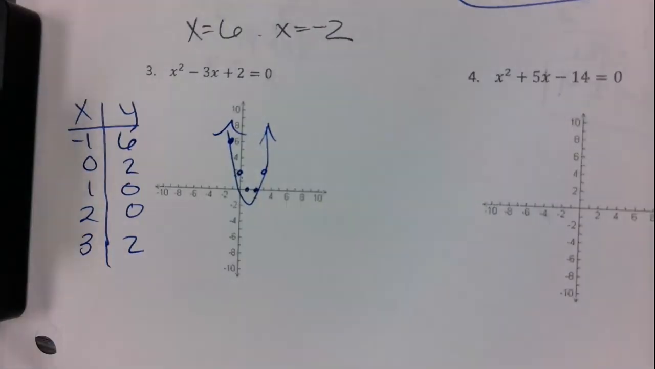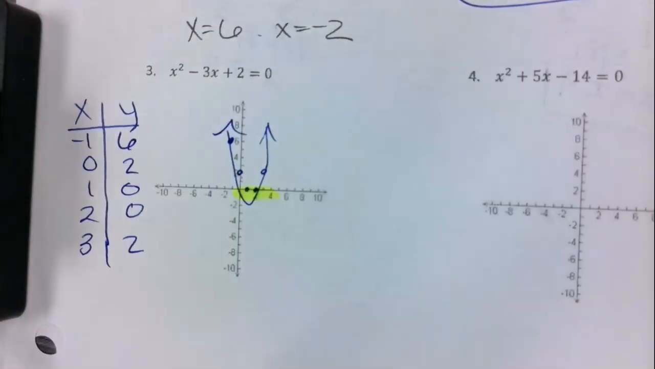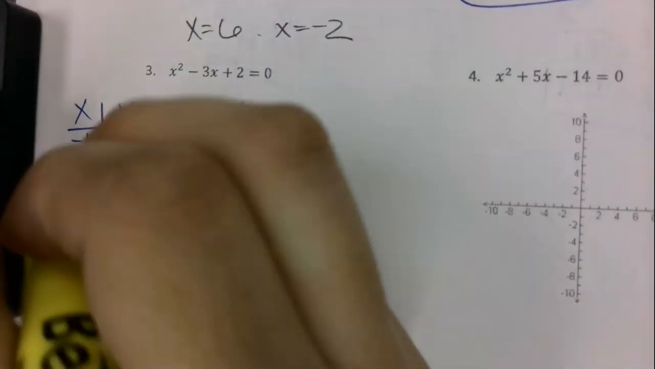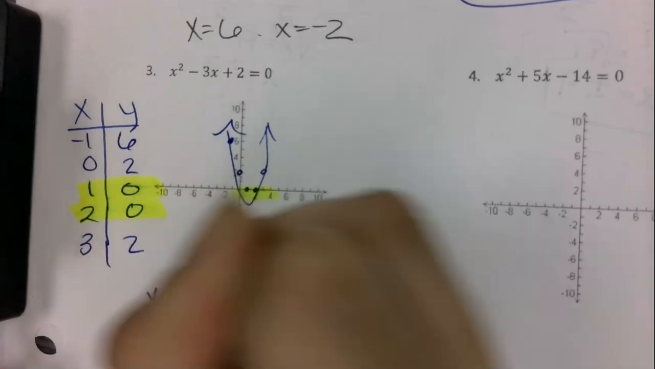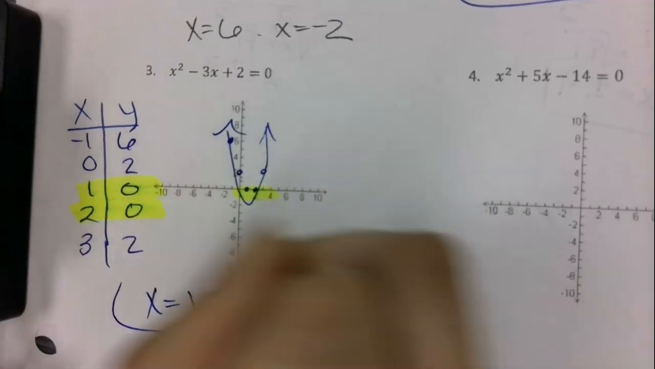Okay. I again could not draw through points. Okay, so I'm looking for where it's crossing the x-axis, which is those 2 points right there. Or again, the 2 with the y values of 0. So my answers here are going to be x equals 1, x equals 2.